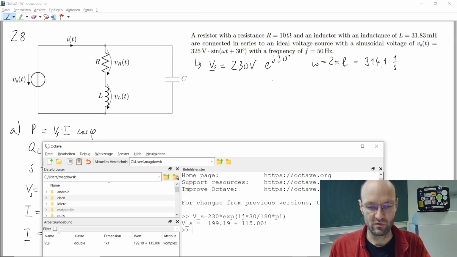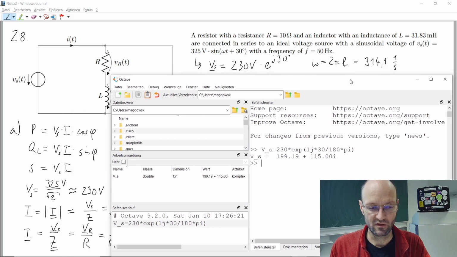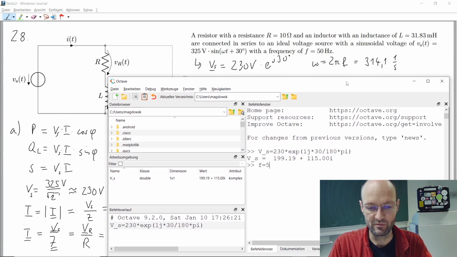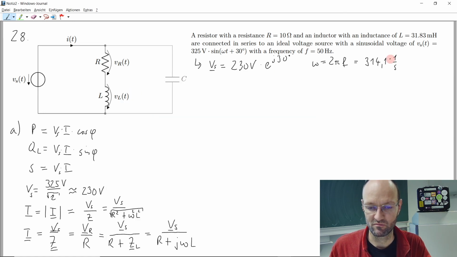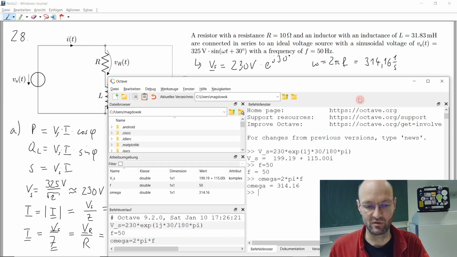Okay, so then we can continue with our frequency, which is 50, and the angular frequency, which is 2 times pi times f, which is 314.16. I will maybe add the 6 here, but it does not really matter.